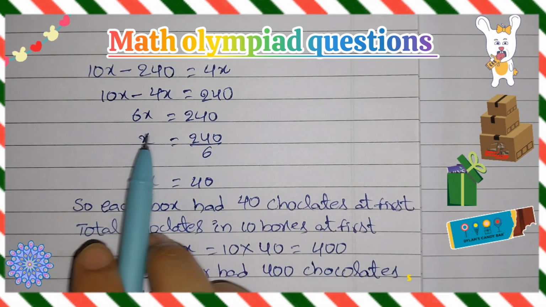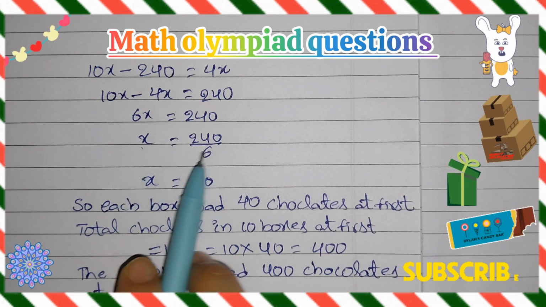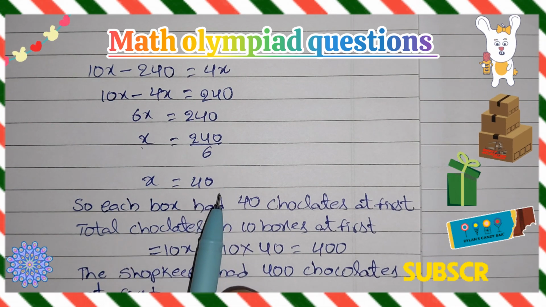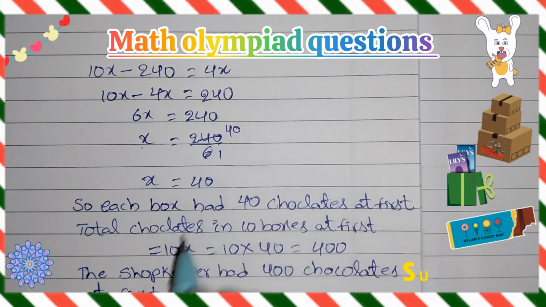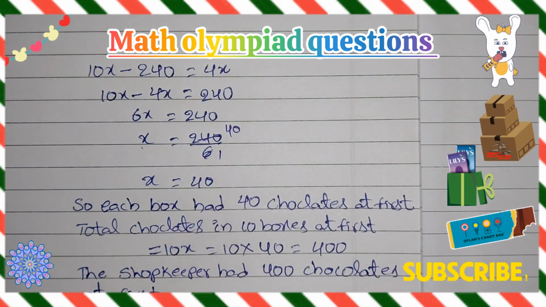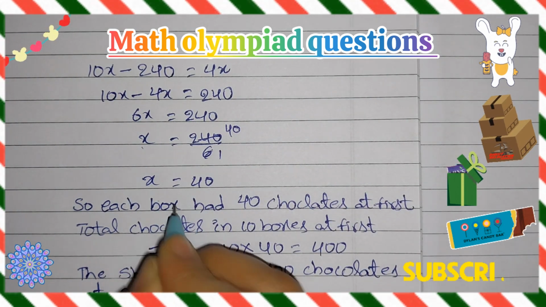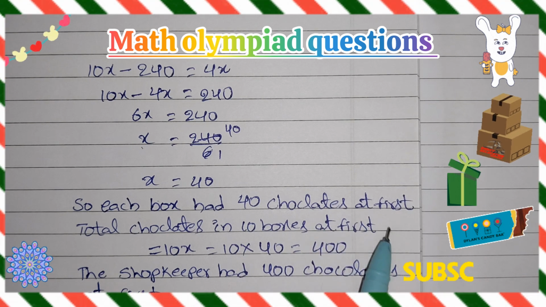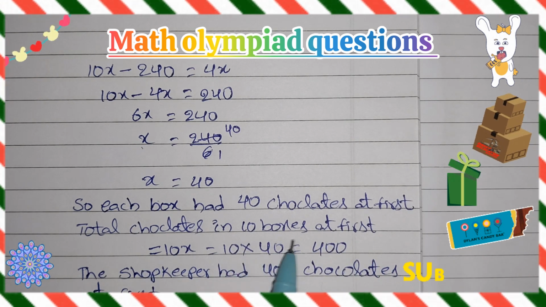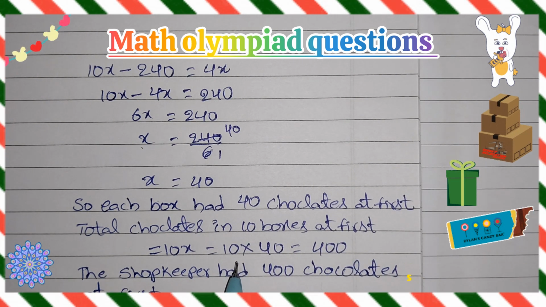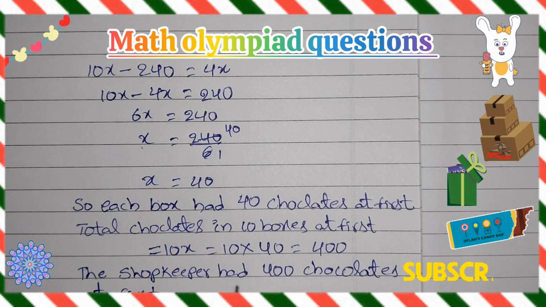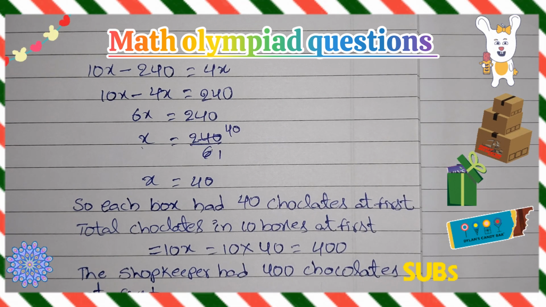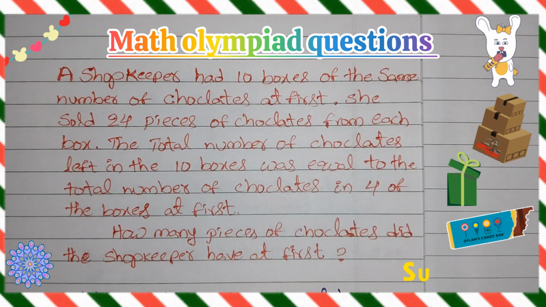10x minus 4x equals 240. 10x minus 4x is 6x. 6x equals 240. x equals 240 by 6. 6 times 40 is 240. Now we know the value of x equals 40. So each box had 40 chocolates at first. Total chocolates in 10 boxes at first equals 10x, which is 10 multiplied by 40 equals 400. The shopkeeper had 400 chocolates at first.